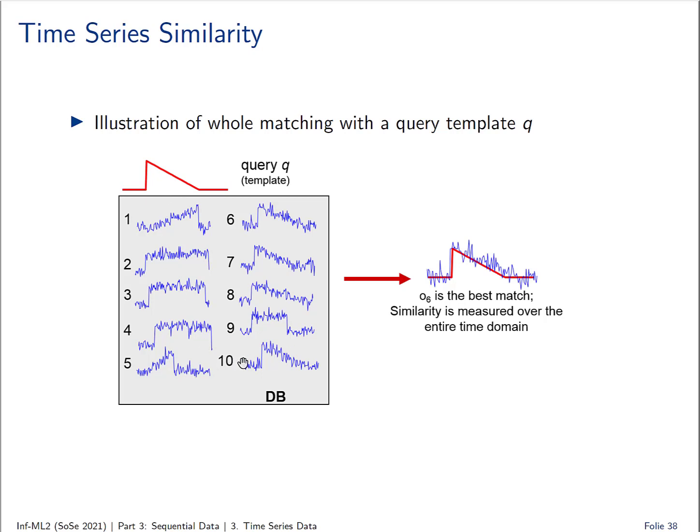So this is the database, in that case a toy database of 10 time series. If we want to do a whole matching, we really compare the entire time series with this query template. We try to match each and every database object as a whole against the query template. In that case, for example, it says that 06, this one here, is the best match for the query template, and the similarity again is measured over the entire time domain.